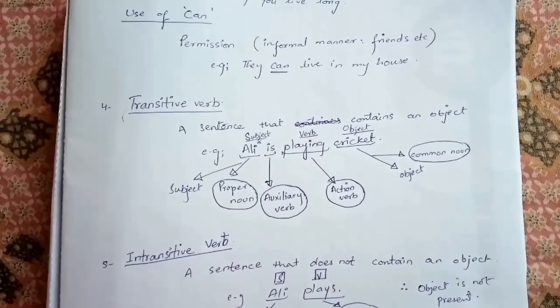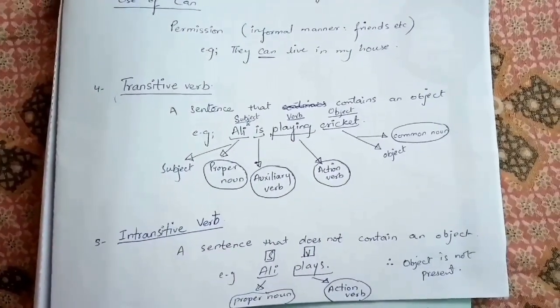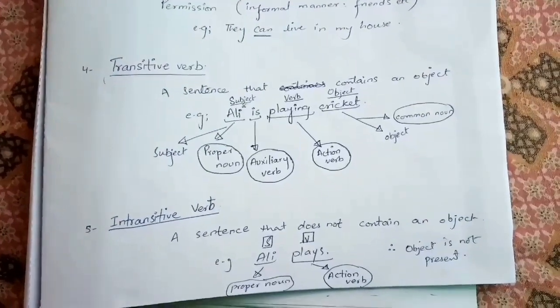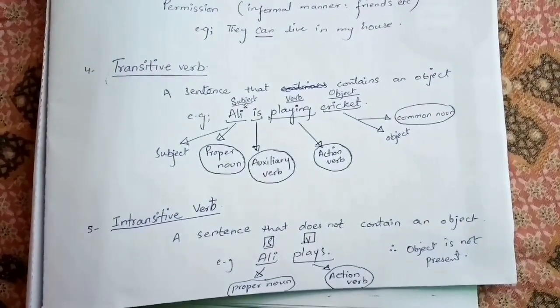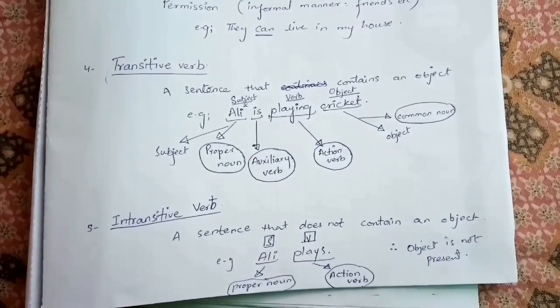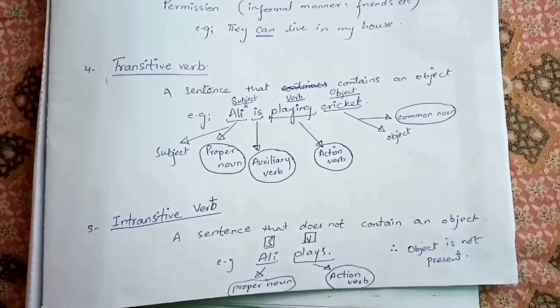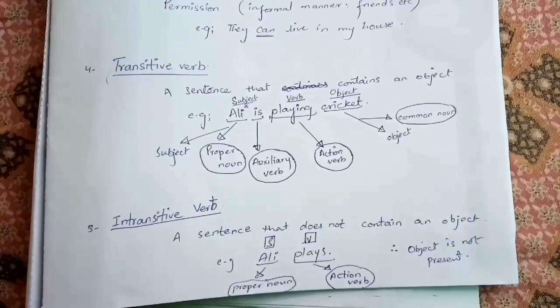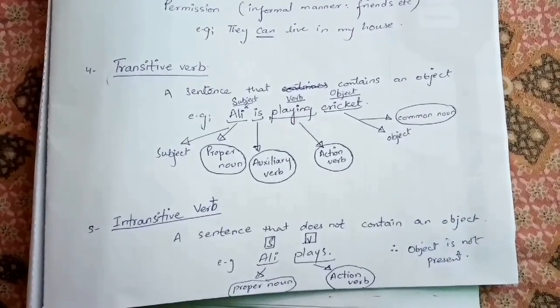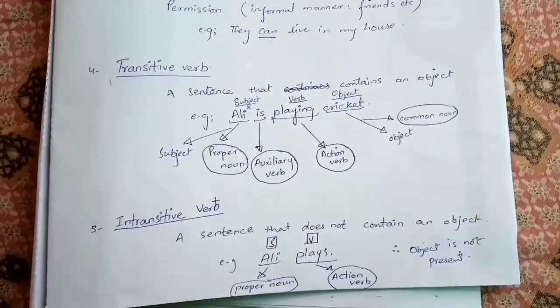Hope it clears. Coming towards the fourth kind of verb, which is the transitive verb. A sentence that contains an object, that is a transitive verb. For instance, if I say, Ali is playing cricket. Ali is a subject, playing is a verb, and cricket is an object.